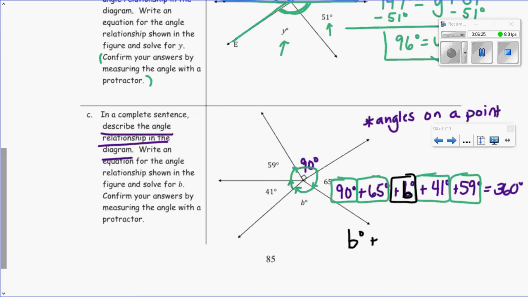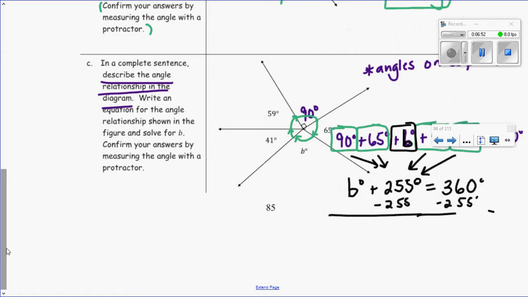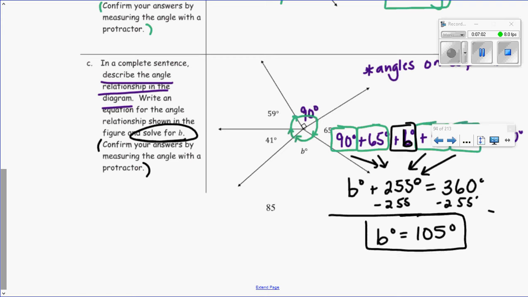Now, when you add all those numbers up, what do you get? All those green numbers. You get 255 degrees. Those are like terms. So something plus 255 gives me 360 degrees. And now I simply subtract 255 from both sides. And the missing angle is 105. So B equals 105. Okay, so always go to where the question is so you know what you're finding.